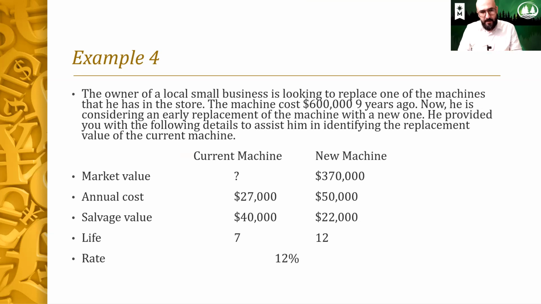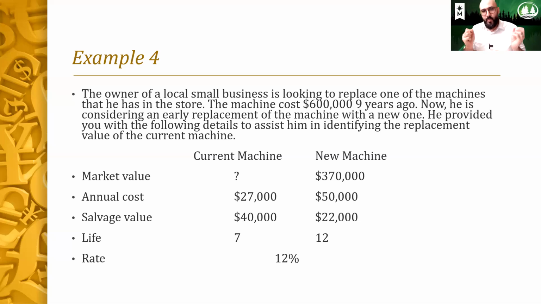All right, so we have the current machine. We don't know the current market value, but what we know is the annual cost for the machine is 27,000. We know that the machine can be sold after 7 years for $40,000, and that would be basically the remaining life for the machine. And the rate is 12%. Now, if he's buying a new machine, that would cost him 370,000. He will pay 50,000 per year as an annual cost and get 22,000 after 12 years.